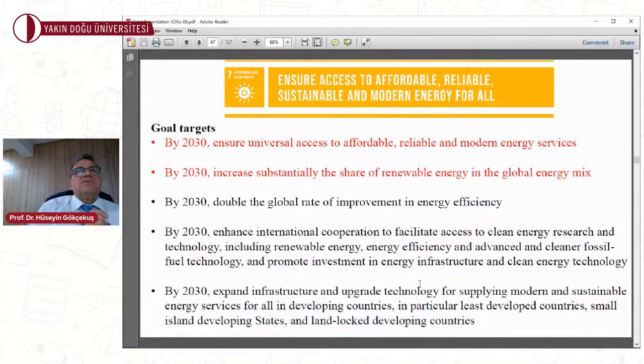Goal 7 targets are: by 2030, ensure universal access to affordable, reliable, and modern energy services. By 2030, increase substantially the share of renewable energy in the global energy mix.